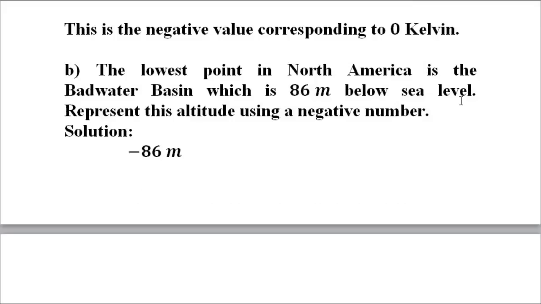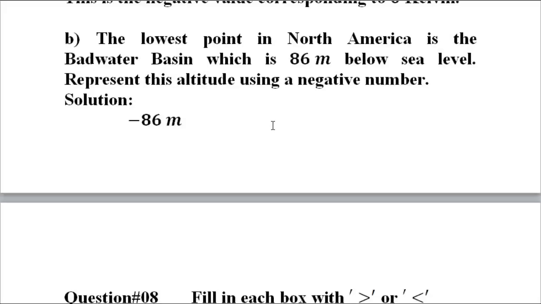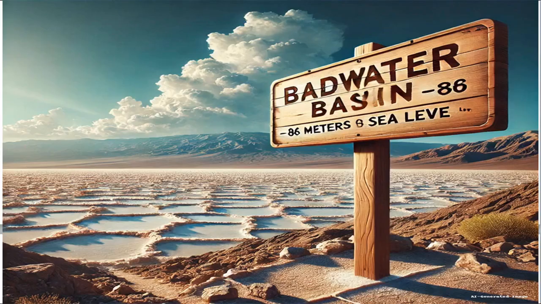The second part of this question is: the lowest point in North America is the Badwater Basin, which is 86 meters below sea level. Represent this altitude using a negative number. The Badwater Basin is located in Death Valley, California, and its elevation is 86 meters below sea level.